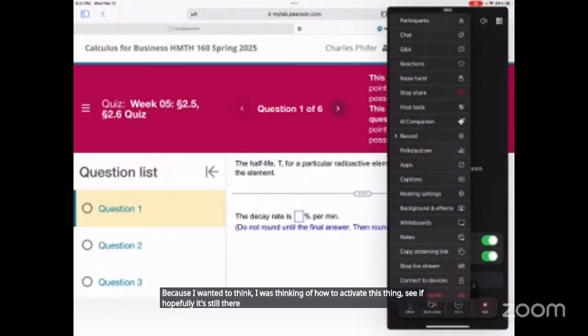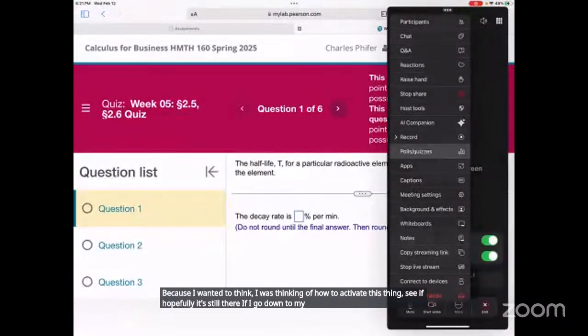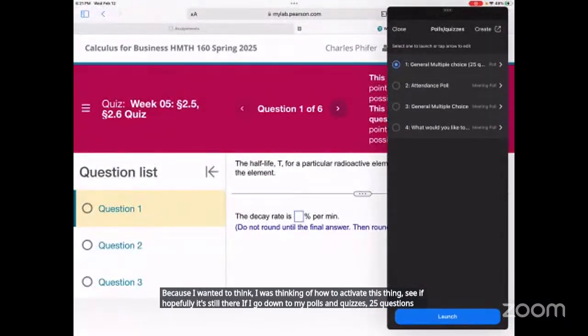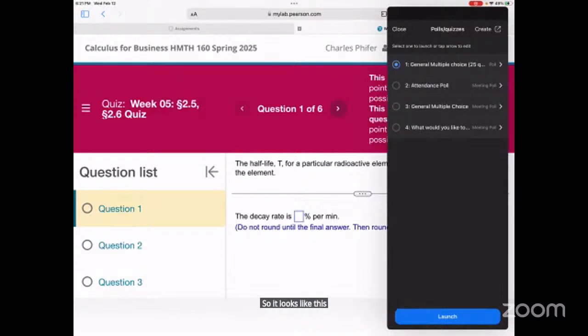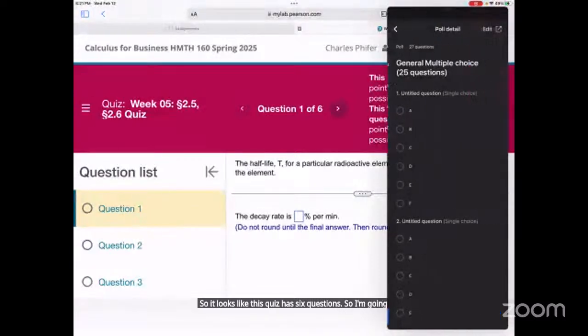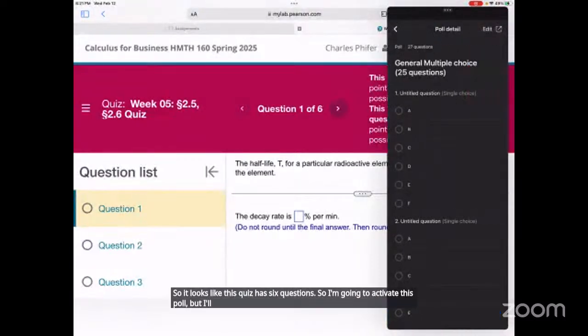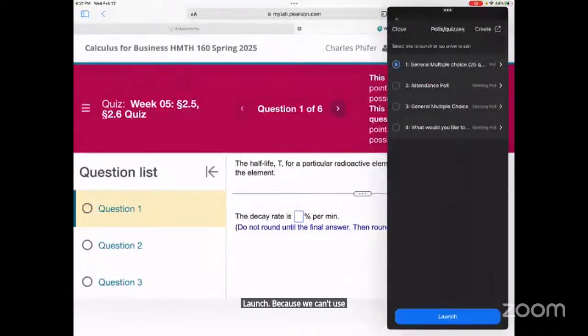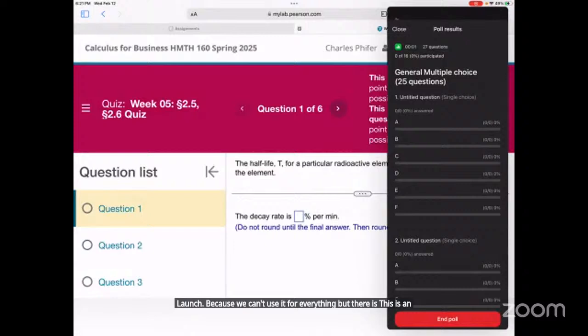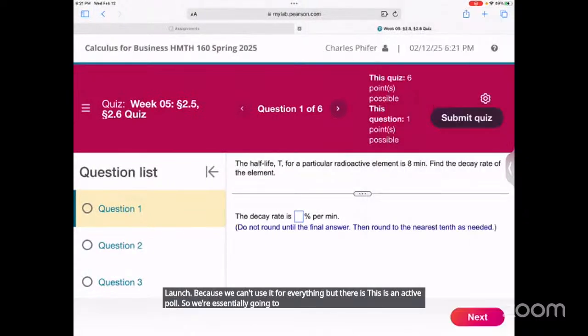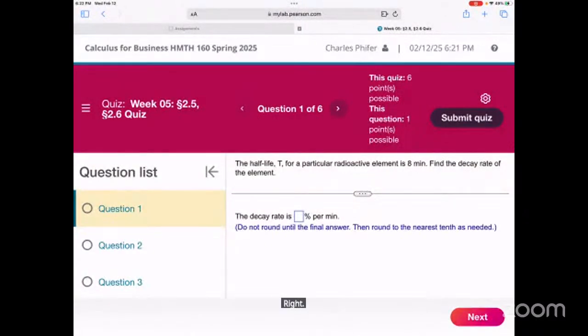If I go down to my polls and quizzes, 25 questions. Okay. So it looks like this quiz has 6 questions. So I'm going to activate this poll. But I'll tell you how we're going to do it. We can't use it for everything, but there is an active poll. So we're essentially going to take this quiz together, right? As best we can. So just kind of listen out, and we'll try to work it together.